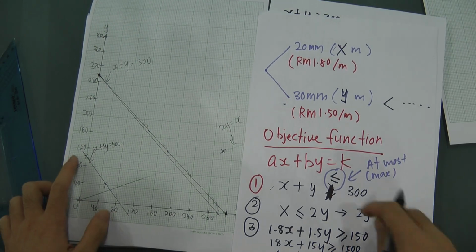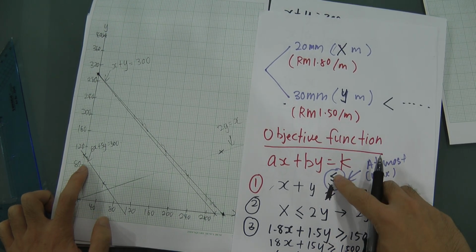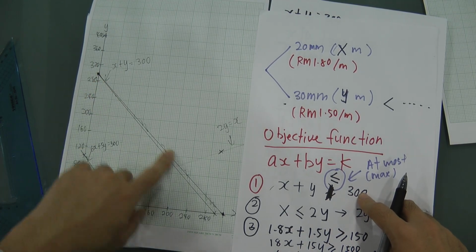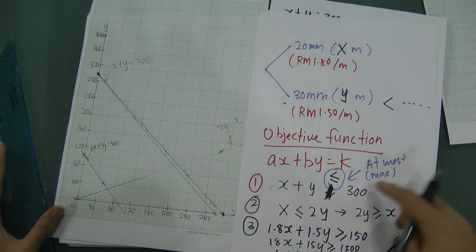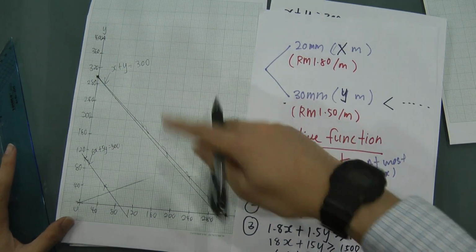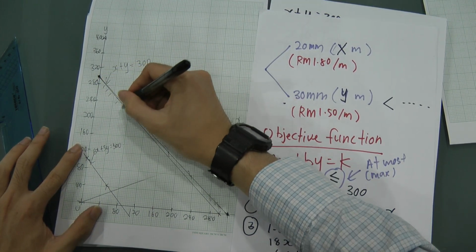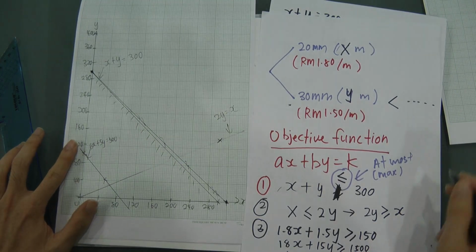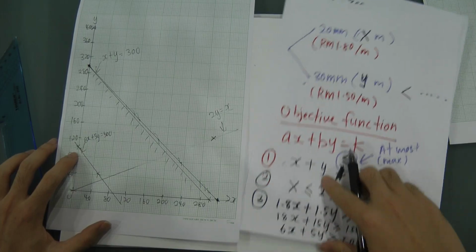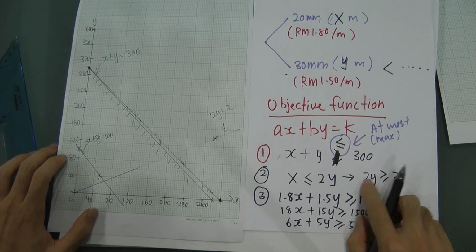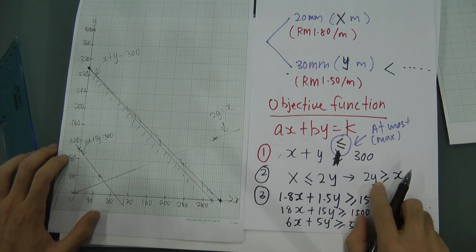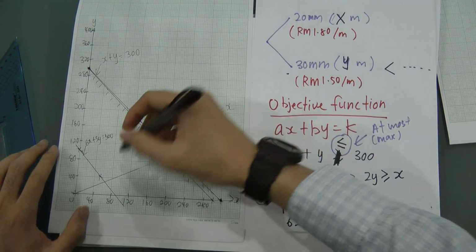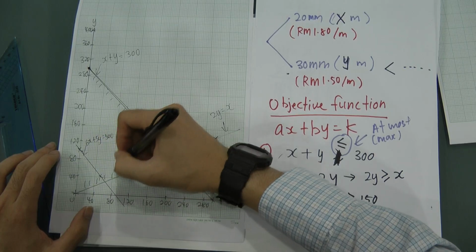Okay, so first, x plus y smaller or equal to 300. That's why we use full line, we didn't use dash line because got equal here. So smaller, this is the straight line. Smaller means at bottom. And then this one, 2y will be bigger than x. This is a straight line, so bigger will mean go up.